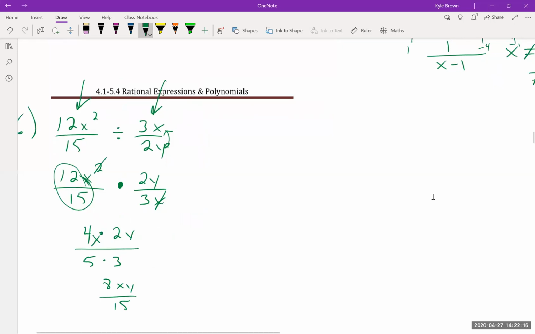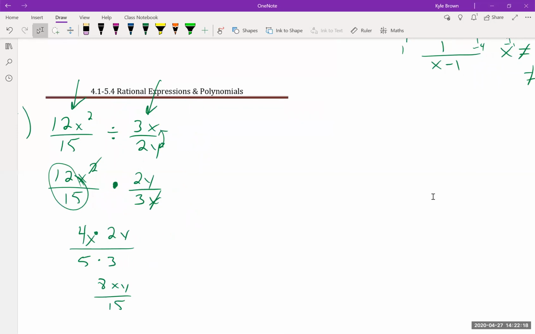Okay, and then technically though, we should have been doing our non-permissible values, right? So let's go back up and see what's not allowed to equal what. If I went right to the beginning, there's nothing even in here, so I don't have to worry about anything like dividing by 0 there. But right here, y is not allowed to equal 0, because if that was 0, I'd be dividing by 0.